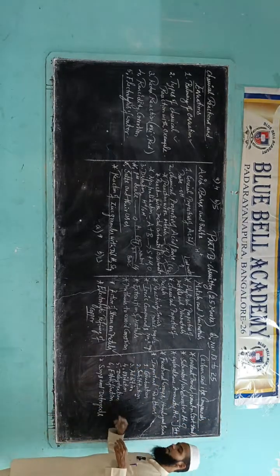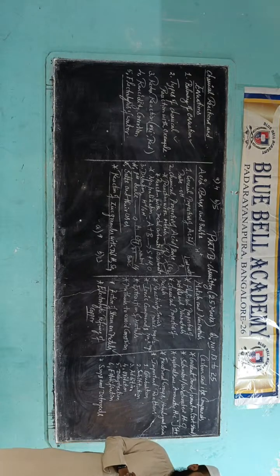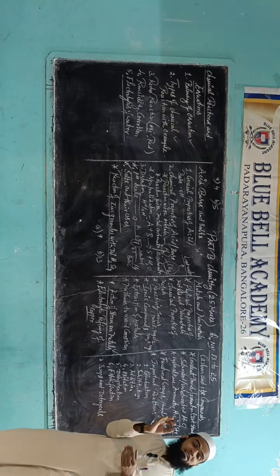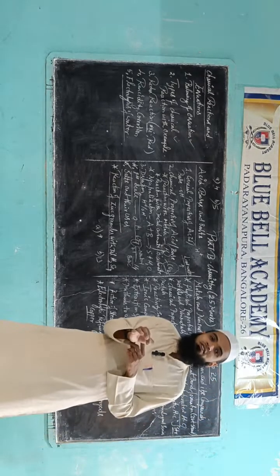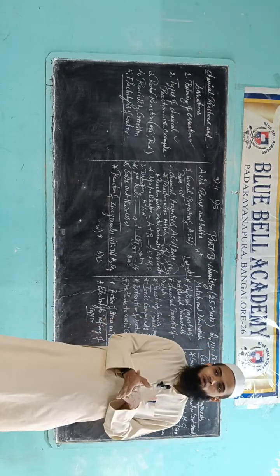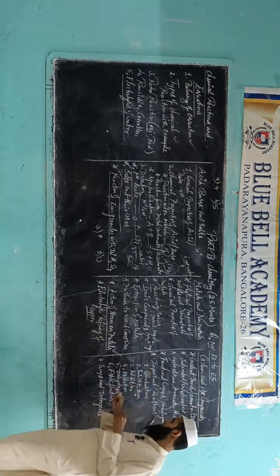The next, dehydration, a chemical reaction in which there is a removal of water. Conversion of ethanol to ethene is a dehydration, and the dehydrating agent is concentrated sulfuric acid. As we add the sulfuric acid, there is a removal of water, hence it is a dehydration reaction.